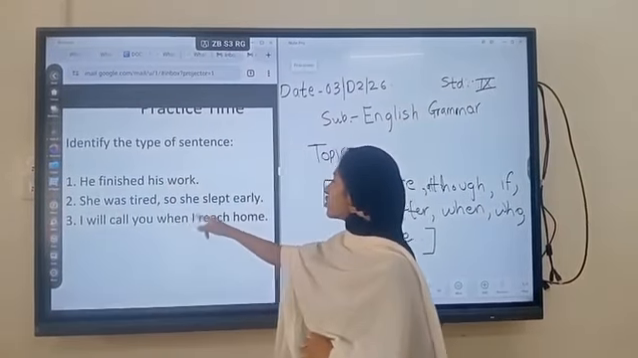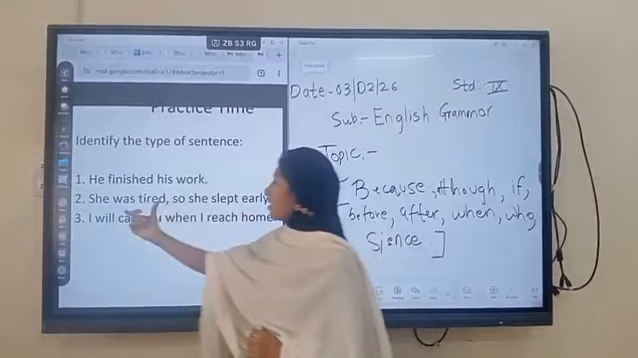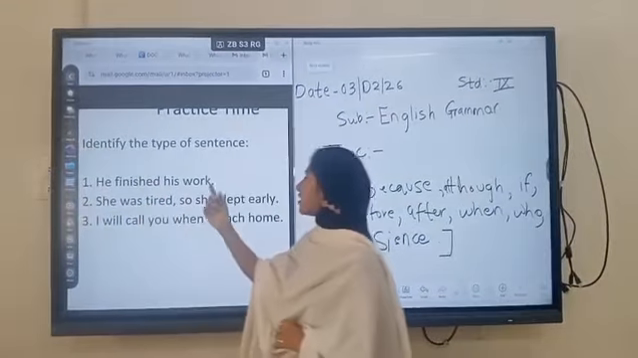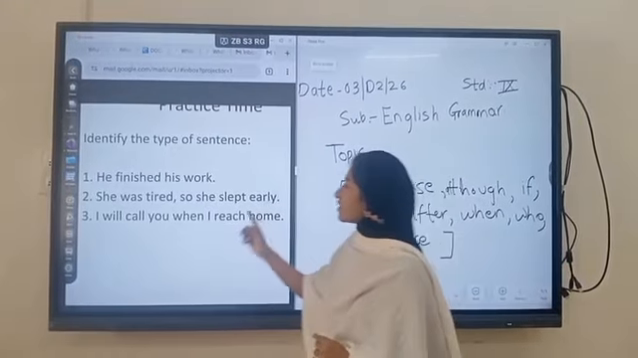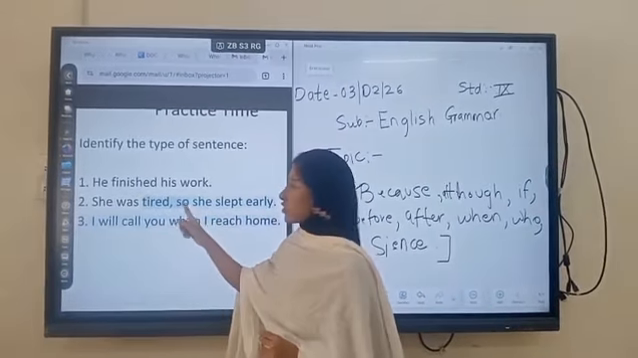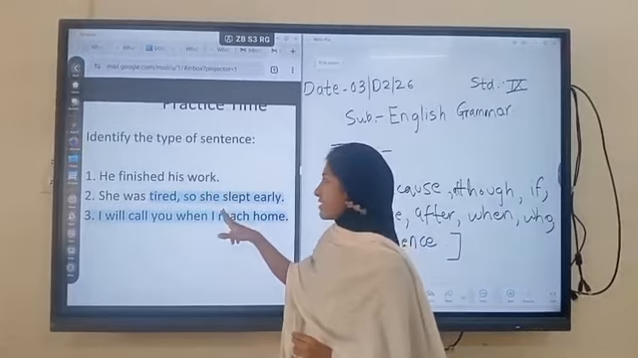Now another. She was tired, so she slept early. She was tired is one independent sentence. So she slept early is another independent sentence. The joining word is so. So it is known as a compound sentence.